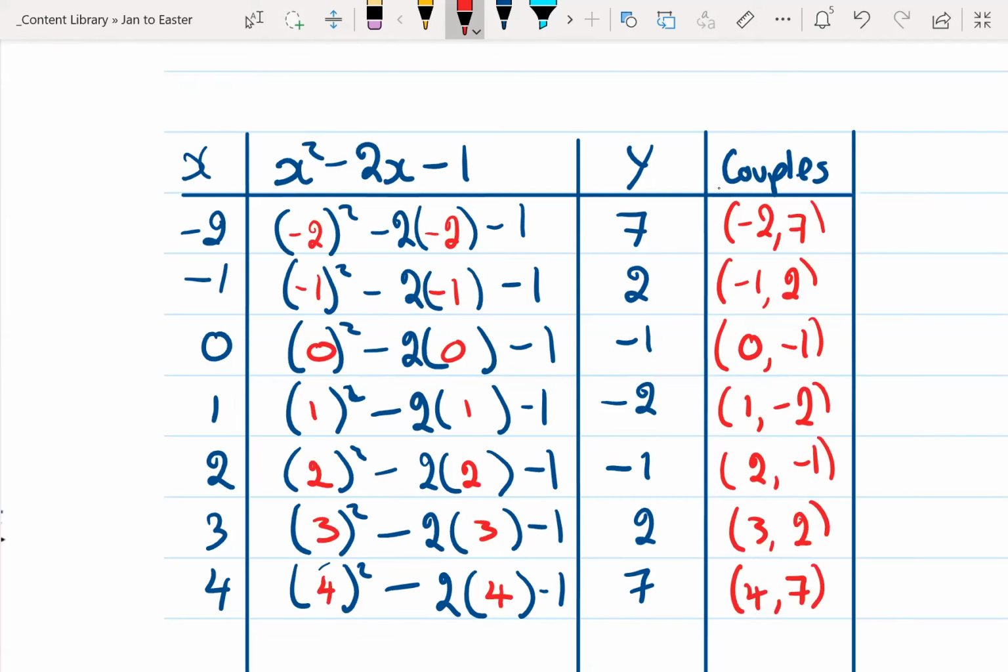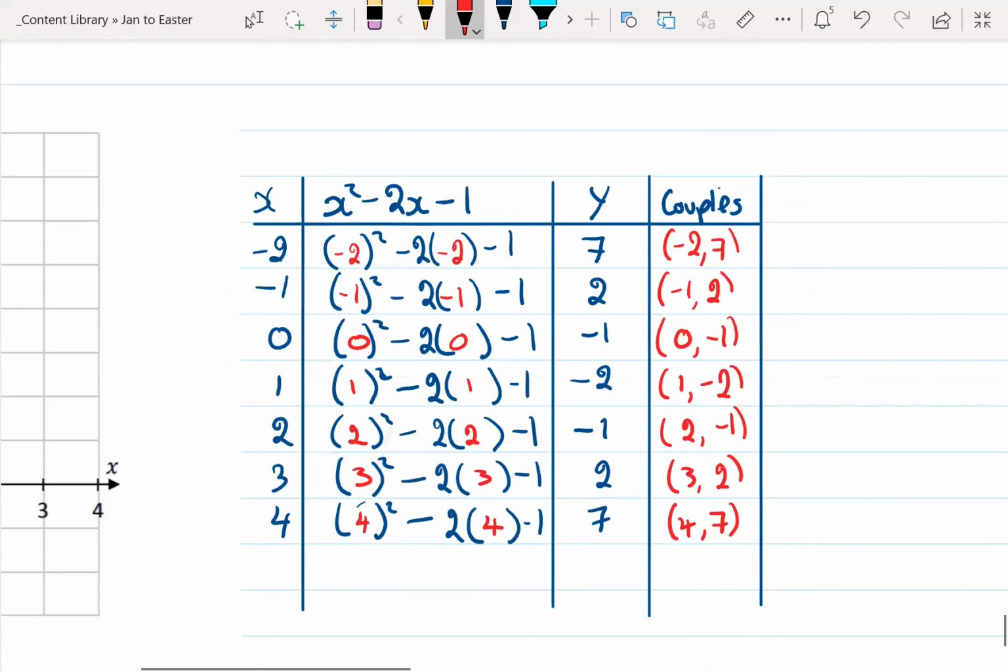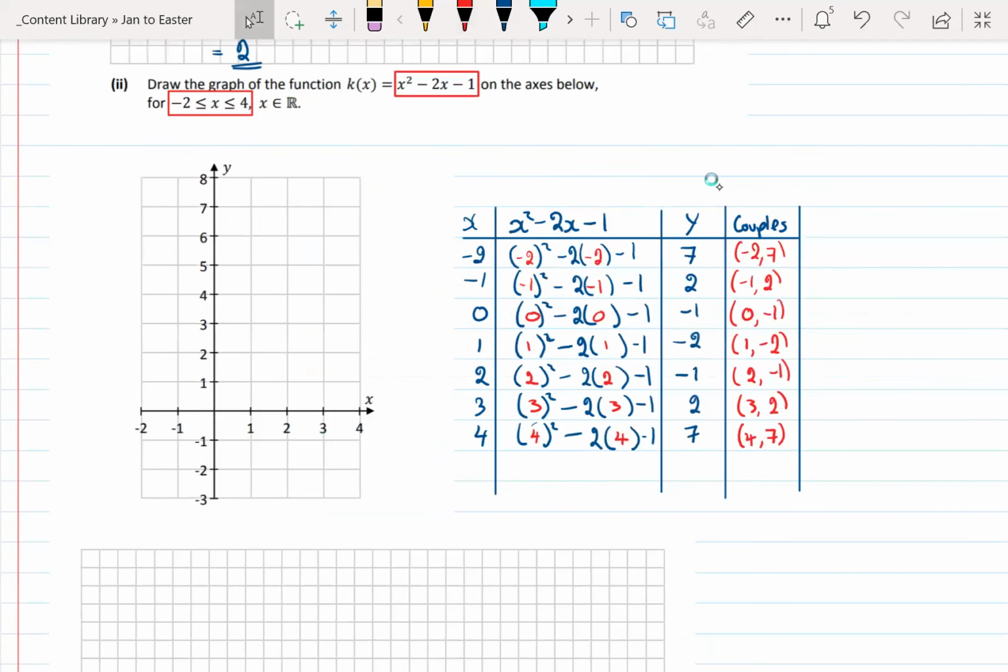Okay, so we take our couples and we pop them into our graph over here. -2, 7. And this is a positive one, so we're going to get a happy face like the other ones from the other two days. -1, 2. 0, -1. 1, -2. 2, -1. 3, 2. And 4, 7. Join these up, thinking smiley face.